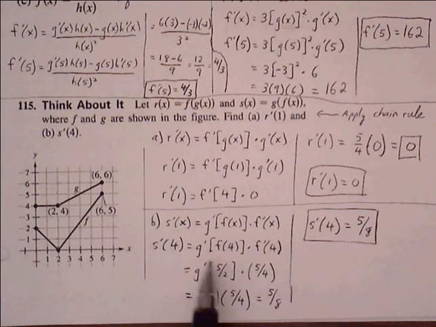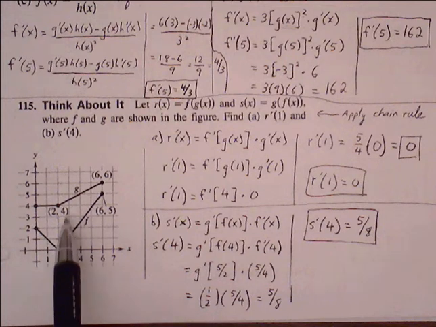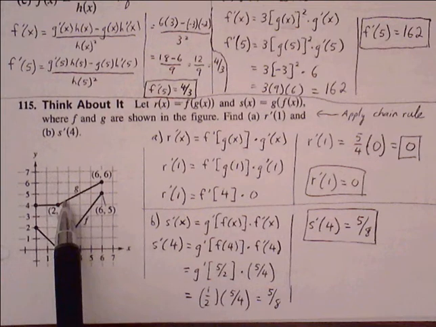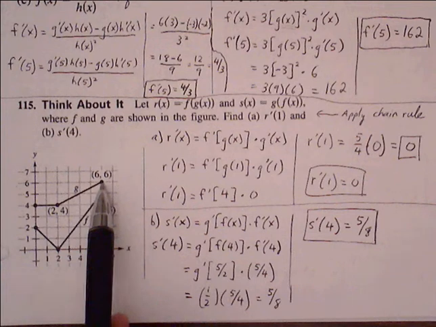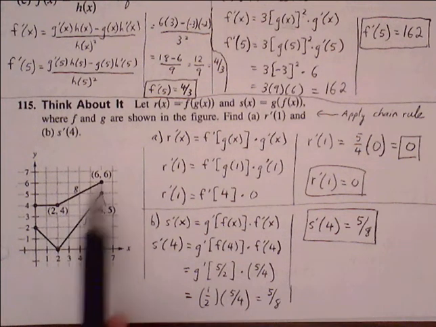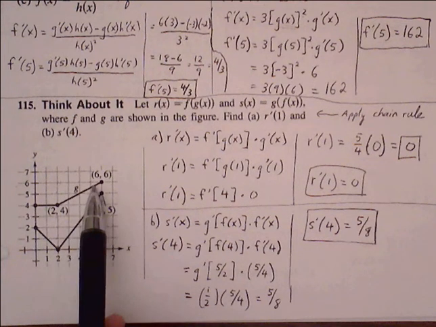Now we need to find g prime of 5 over 2. So even though we found f of 4, we still have the 5/2 inside the g prime. So now we need to find what is the slope of the g graph at 5/2. So 5/2 is 2.5, which is going to be right here between 2 and 3. So we want to find out what is the slope of the g graph at this point. I'm going to choose 2 points that I know the ordered pair for and find the slope between them, because anything that lies on this line is going to have that same slope.